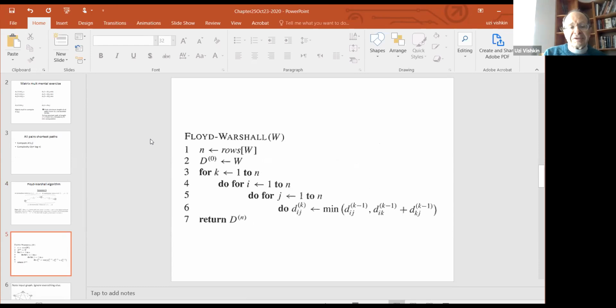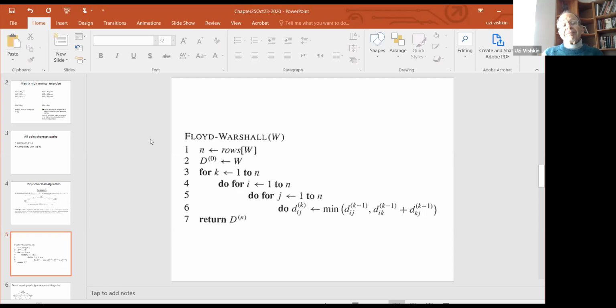I'm going now to describe it by way of code. Feel free to jump to it, simply because I already gave you a higher level description. So the idea will be, n is the size of the matrix, an n by n matrix. D superscript 0 is the original matrix.